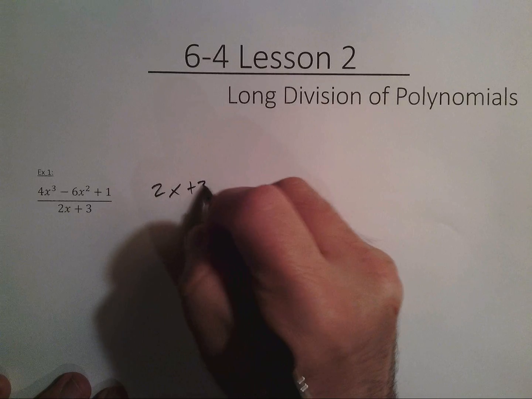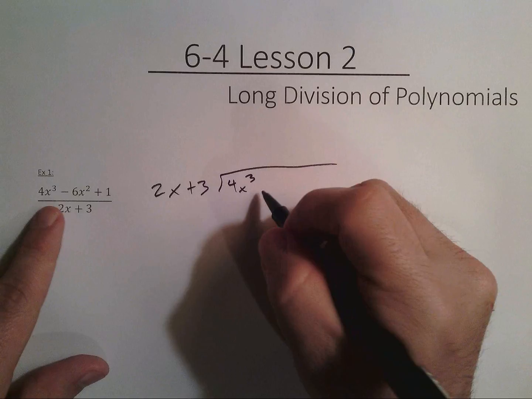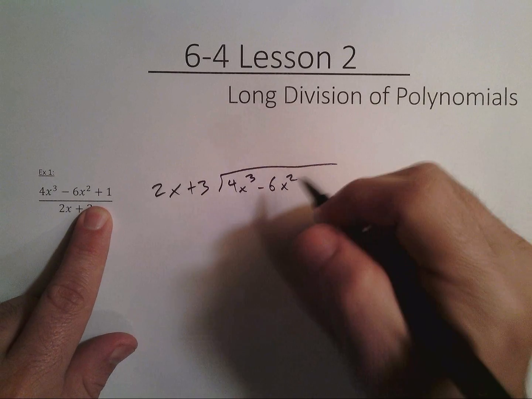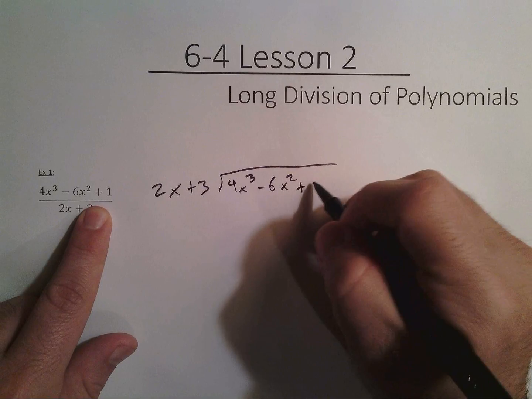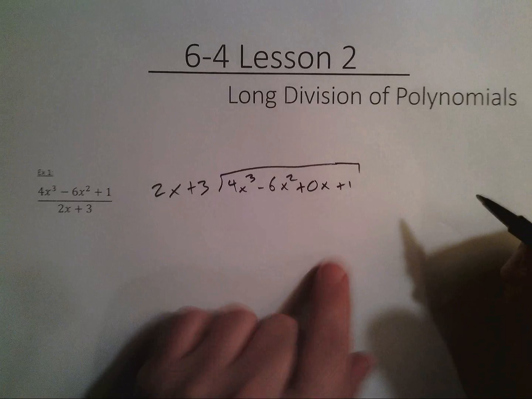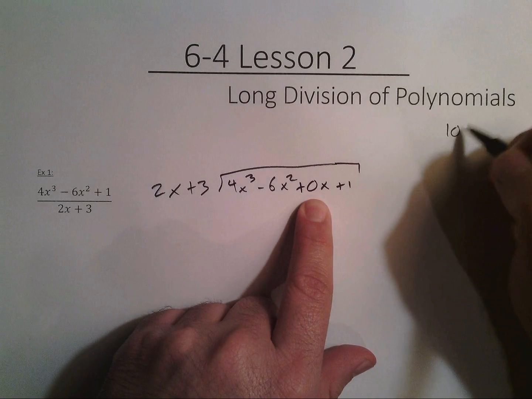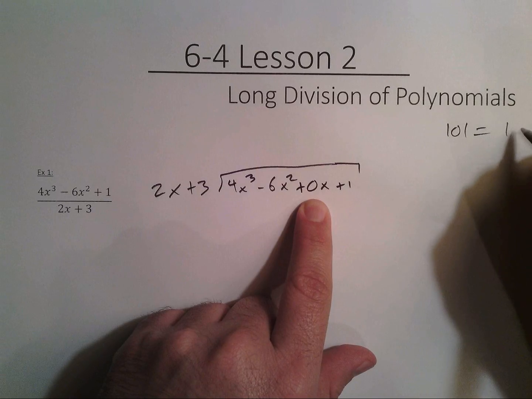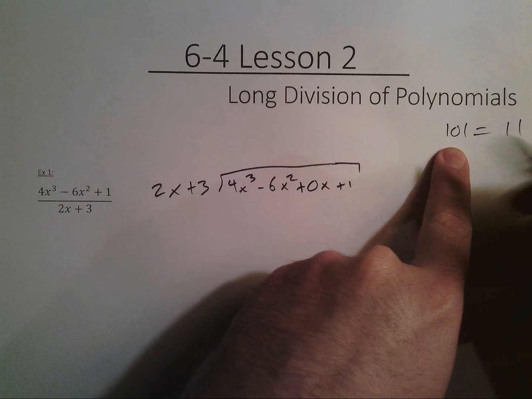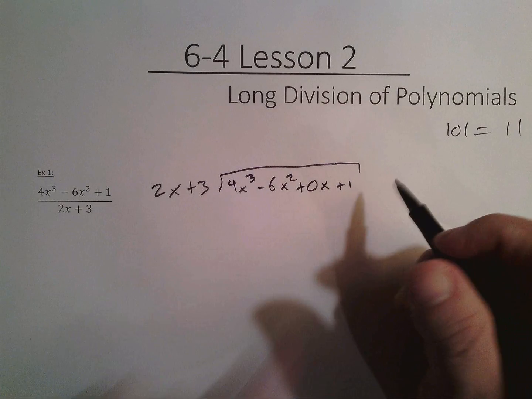So on the outside goes 2x plus 3, and on the inside, well, here's 4x cubed minus 6x squared. Oh, I don't have an x term, but I do need a placeholder for the x term. So I'm going to put plus 0x plus 1 to finish it off. Writing it this way with the 0x as a placeholder is kind of the reason we have our system of numbers. 101 is not the same thing as 11. That 0 is a placeholder for the tens here. Here I need a placeholder for the x's.